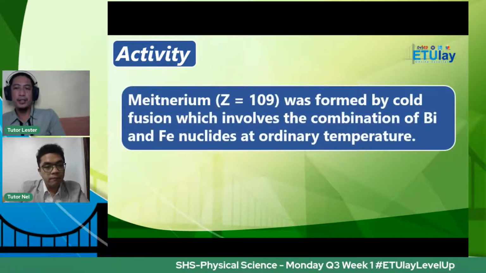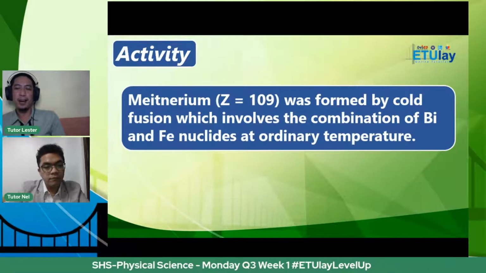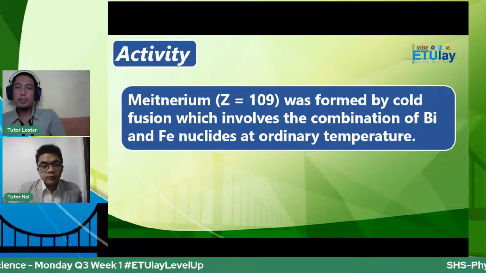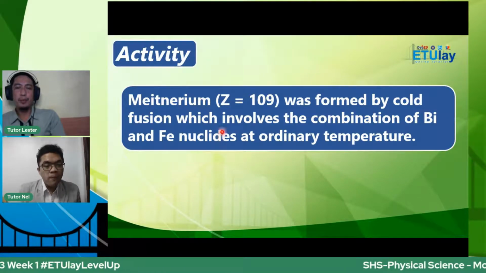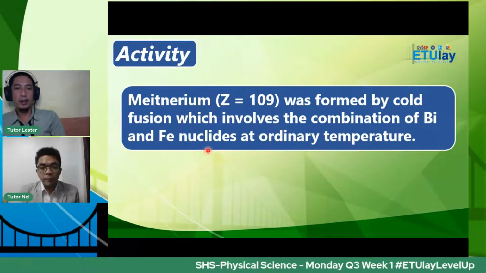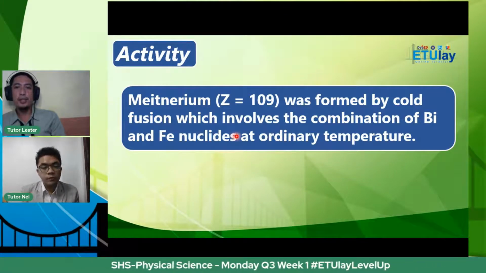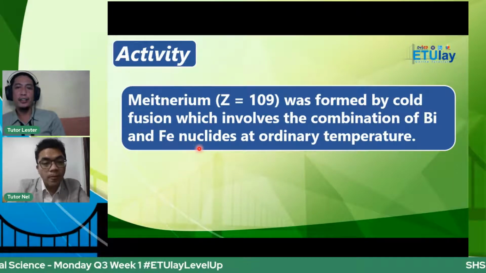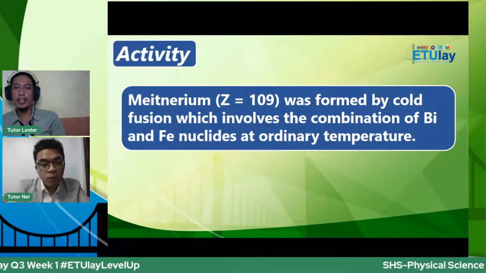This third equation should serve as your practice rin po. So the equation goes like this. Meitnerium with atomic number of 109 was formed by cold fusion, which involves the combination of bismuth and iron nuclides at ordinary temperature.